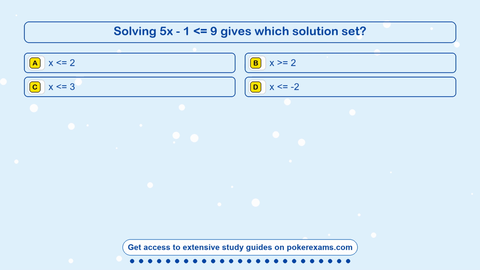Question 10. Solving 5x minus 1 equals 9 gives which solution set? Option A, x equals 2. Option B, x equals 2. Option C, x equals 3. Option D, x equals minus 2.